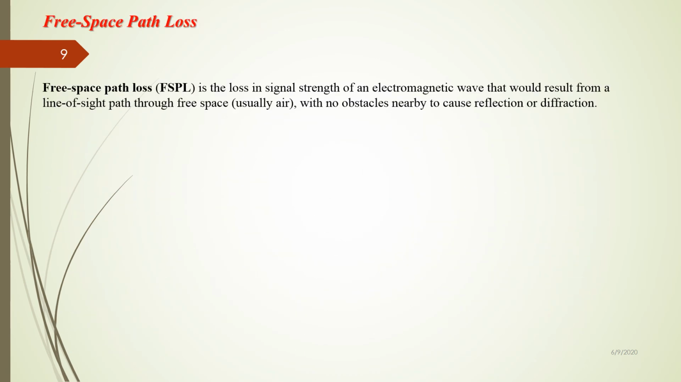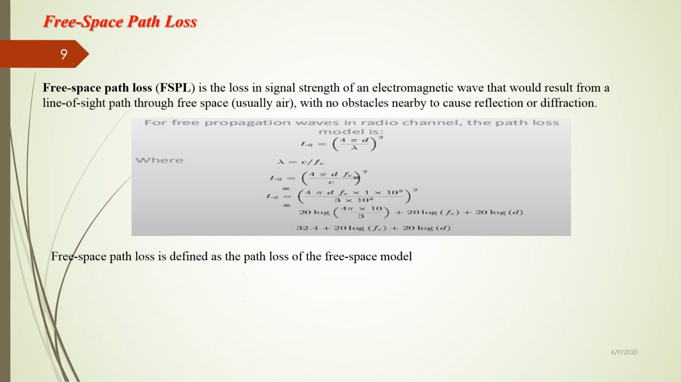The free space path loss. So what is the free space path loss? It is the loss in the signal strength of an electromagnetic wave that would result from the line of sight path through free space, with no obstacle nearby to cause reflection or diffraction. So this is the formula for the path loss.